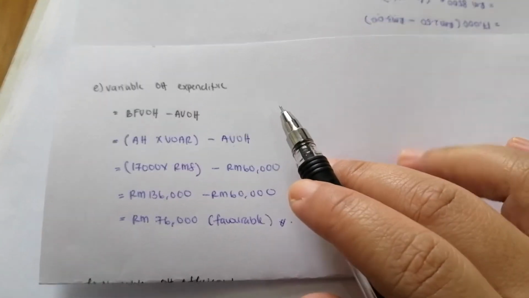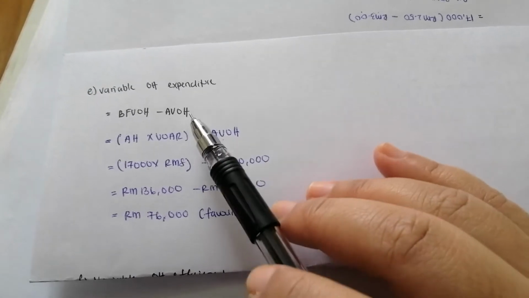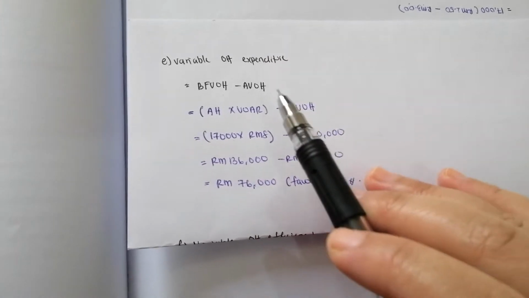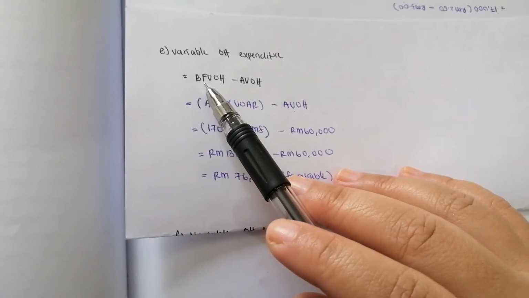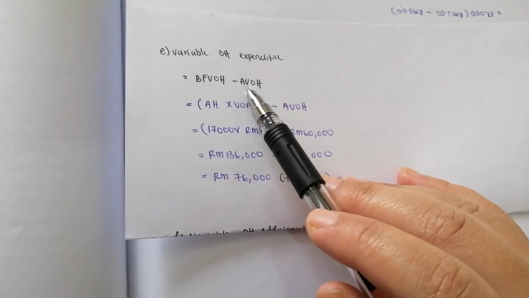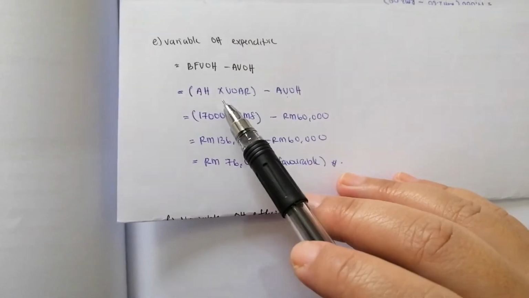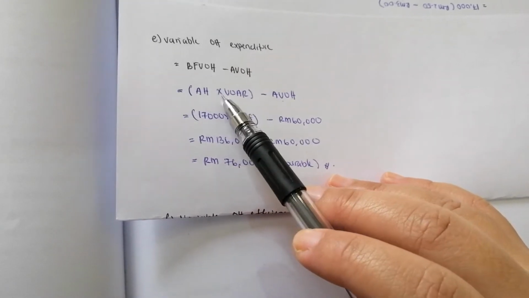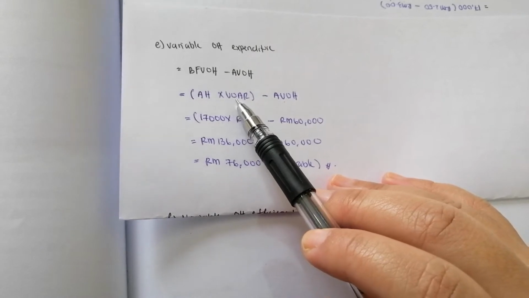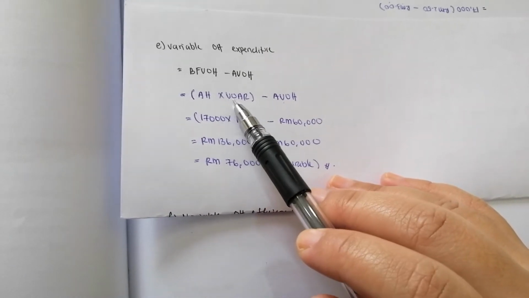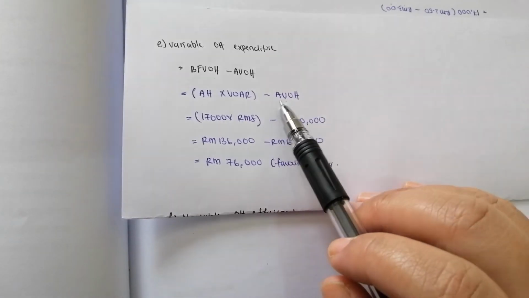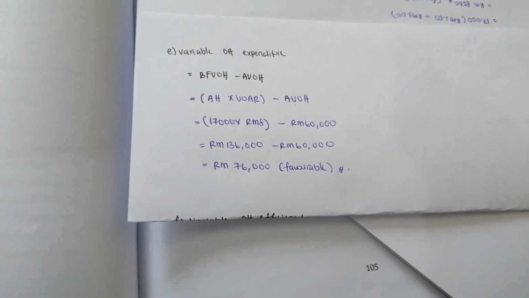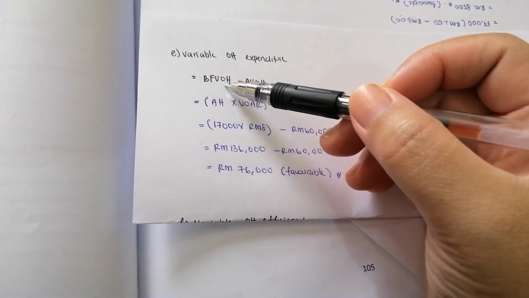Okay guys, so earlier, to calculate the variable overhead expenditure, we use this formula: the budgeted flex variable overheads minus the actual variable overhead incurred. To find the budgeted flex variable overhead, you multiply the actual hours by the standard variable overhead rate, and then you minus the actual variable overhead. So actually, the rate is something that we need to identify.